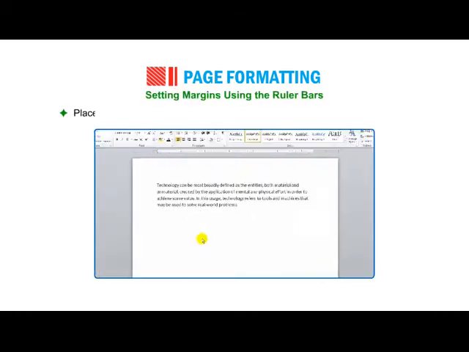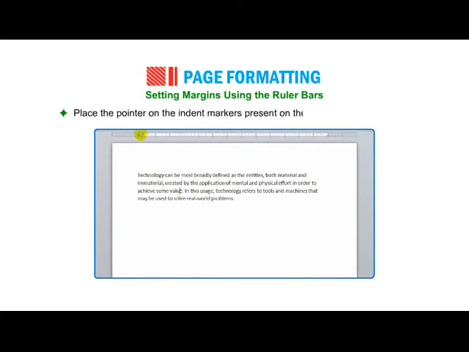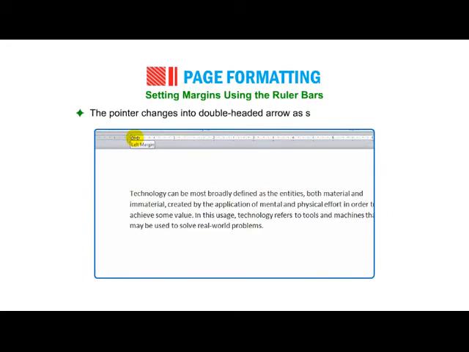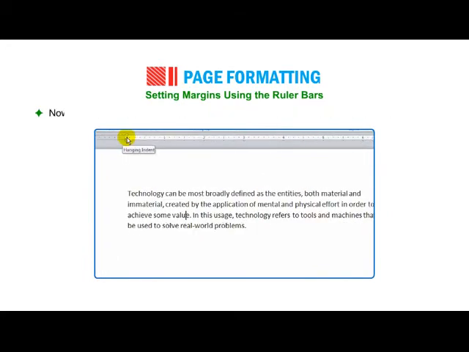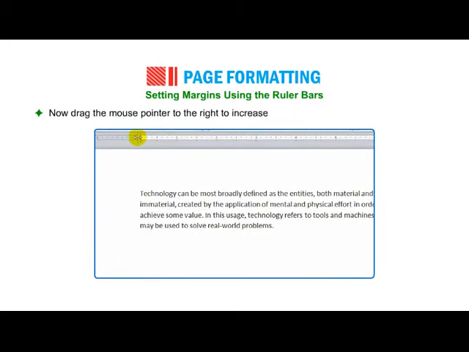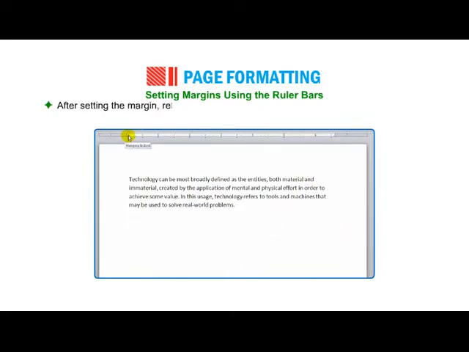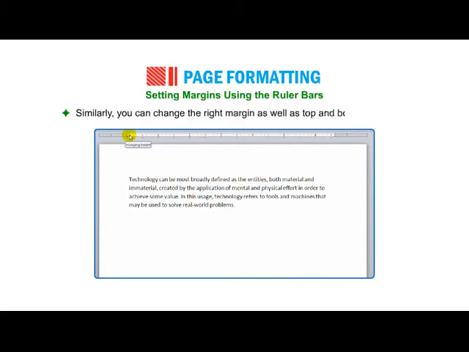Place the pointer on the indent markers present on the left horizontal ruler bar. The pointer changes into a double-headed arrow as shown in the figure. Now drag the mouse pointer to the right to increase and to the left to decrease the margin. After setting the margin, release the mouse button and observe the changes in the left margin setting on your page. Similarly, you can change the right margin as well as top and bottom margins.